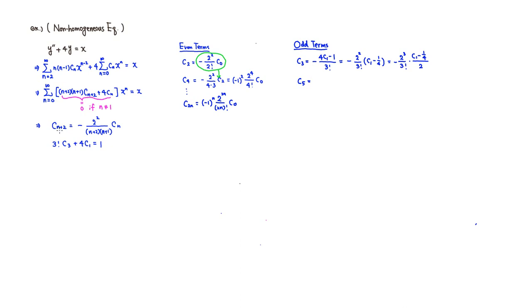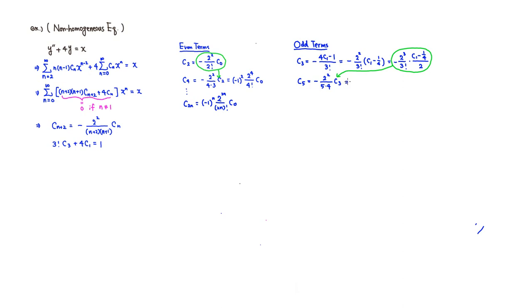C5 is going to be, so we can try n equals 3. So it's going to be negative. So we have a negative here, and then you have a 2 factorial over 5 times 4, then you have a Cn, so it's going to be C3. But C3 is the previous answer here, so I'm going to plug this in here. Then this is what we get.